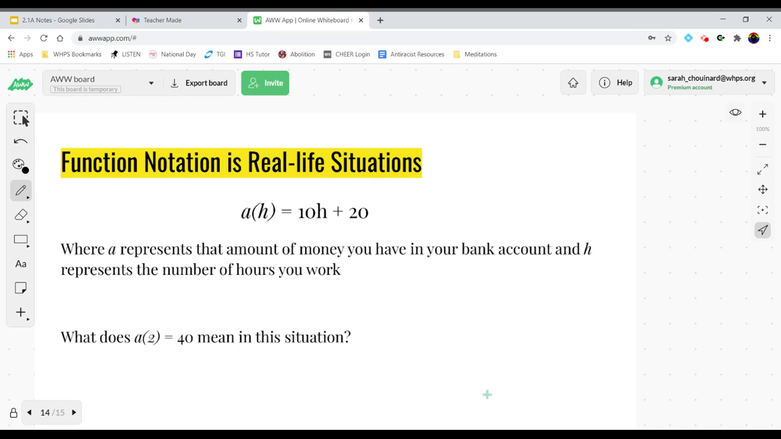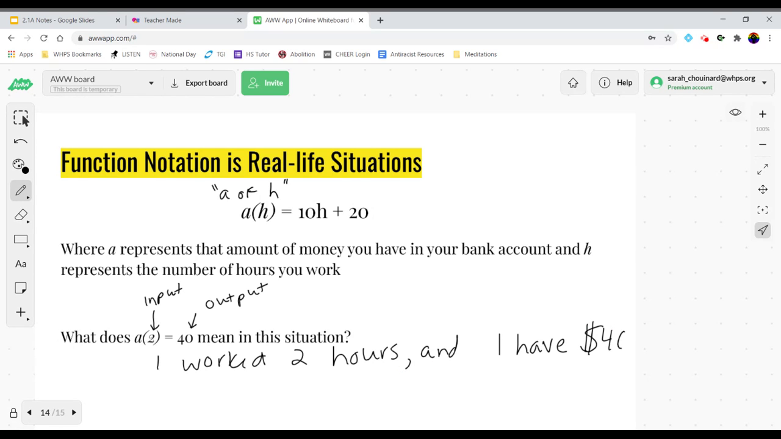And then we have function notation in real life scenarios. So a of h, and this is the way we say this, a of h, equals 10h plus 20. A is representing how much money you have. H is representing how many hours you work. So A of 2 equals 40 tells me that 2 was my input, 40 was my output. So 2 is how many hours I worked. So I worked 2 hours and my output is the amount of money I have. So I have $40. So input in this case was the number of hours, output was the amount of money that I had.